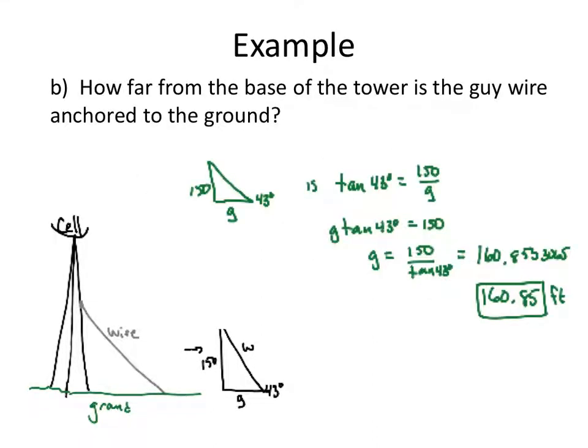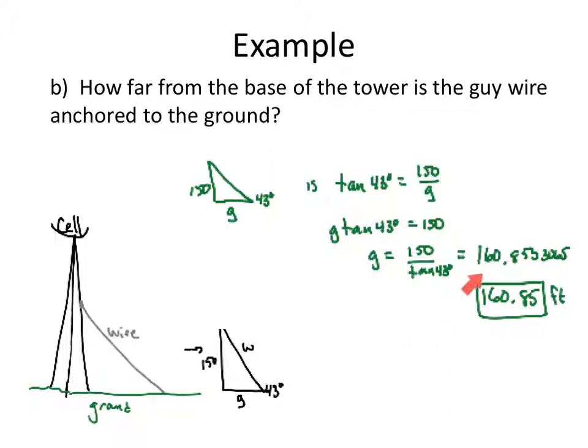So how far from the base of the tower is the guy wire attached to the ground? So I have 150 feet up the tower. I have the ground. I have my 43 degrees. So in relation to the 43 degrees, I have opposite and adjacent. Well, opposite and adjacent tells me I'm going to use tangent. The tangent of 43 degrees is opposite 150 over adjacent g. Multiply both sides by g and divide by the tangent of 43 degrees. When I enter this in my calculator, either in the correct mode or remembering my degree symbol, I'll get 160.85 feet.